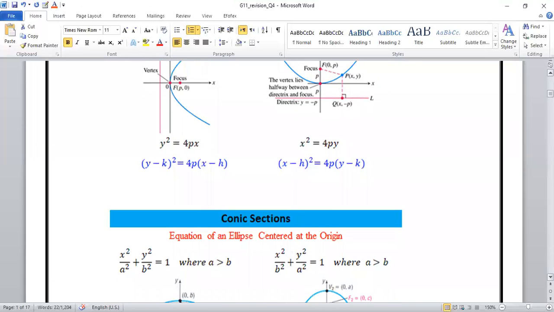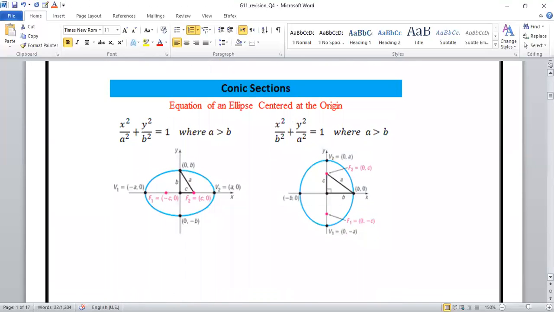Conic section equation of the ellipse. Another conic section, the ellipse. We have two formulas for the ellipse. The ellipse has two foci, one center, and two vertices.